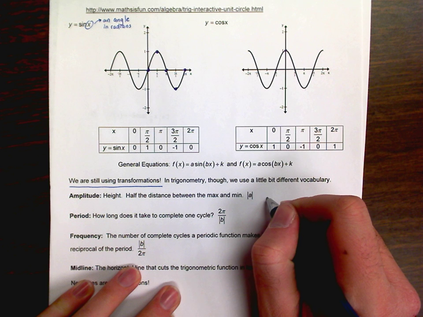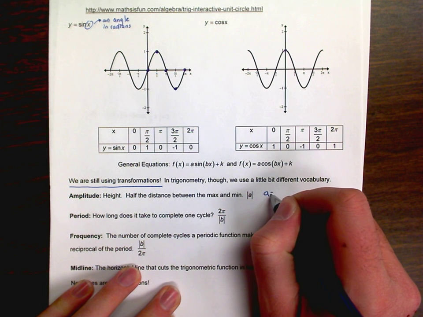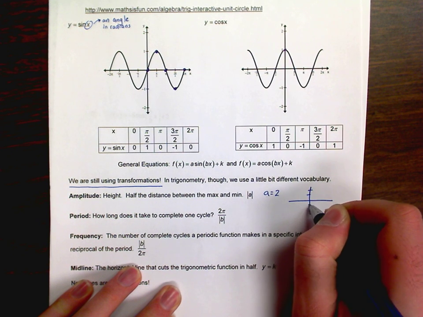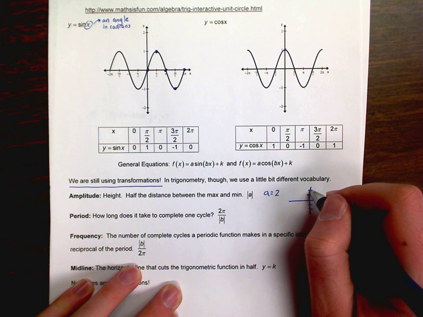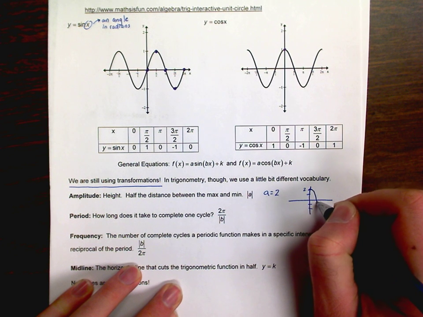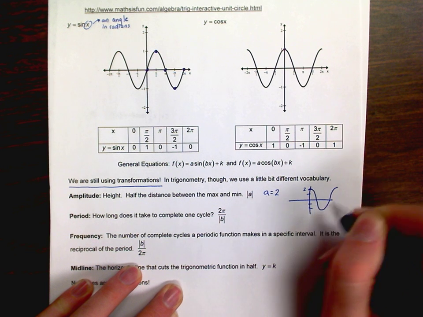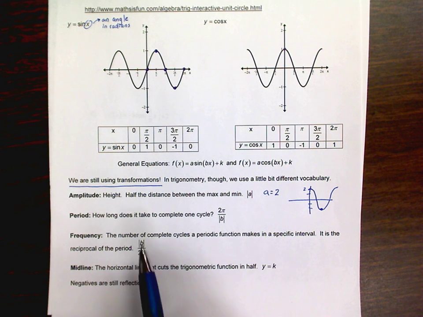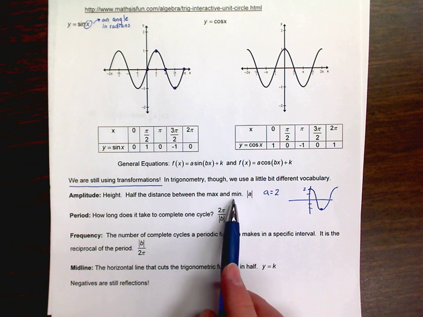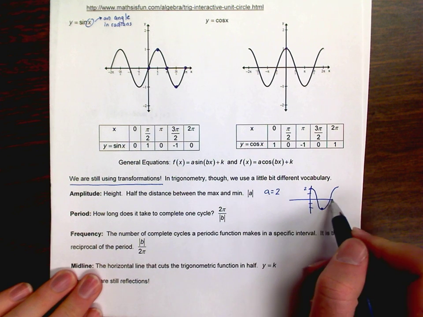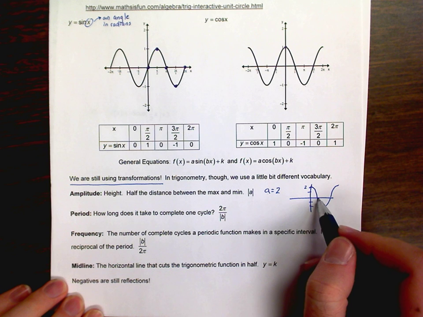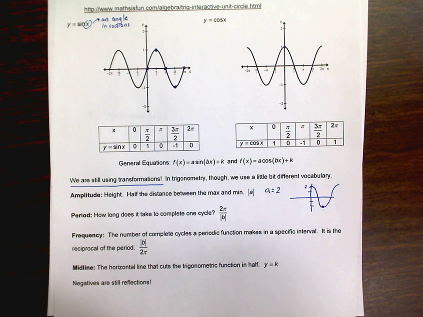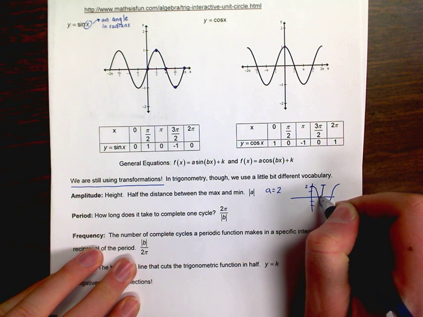So for example, if A was equal to 2, then when I draw my graph, instead of going up to 1, the cosine function would start here at 2, dip down, and come back up to 2. But it would also go down to -2. So the amplitude is half the distance between the max and the min, meaning that if you go from this middle line, you're going to go up 2 and you're also going to go down 2, or whatever that distance is. That's the amplitude. Okay, let me draw this in here. That's A.